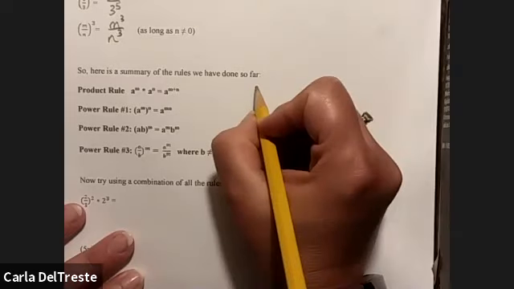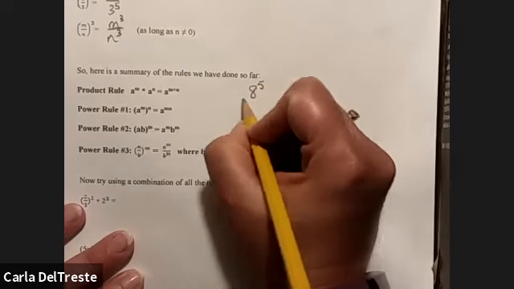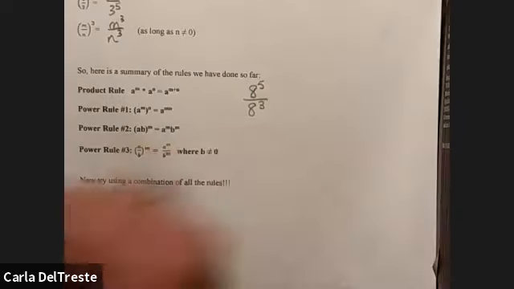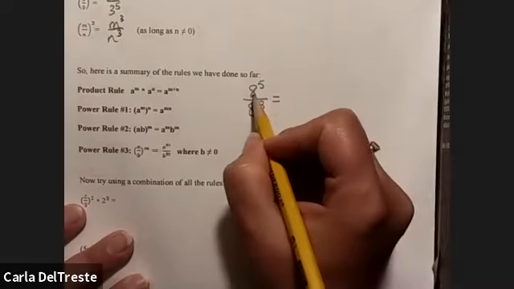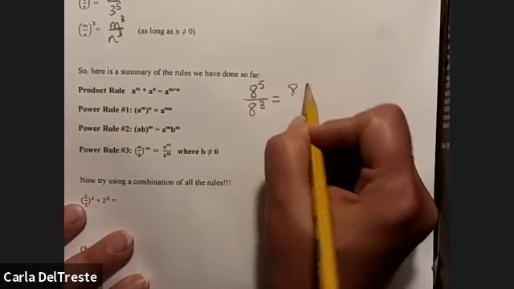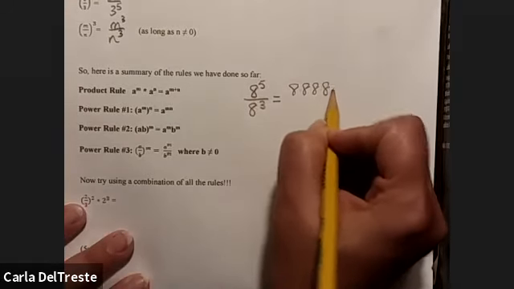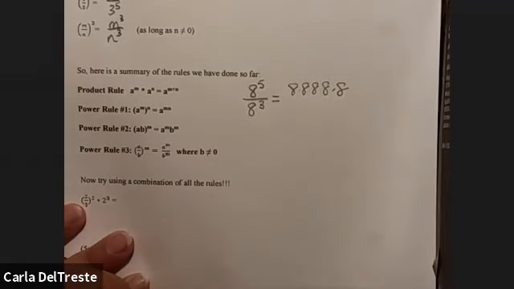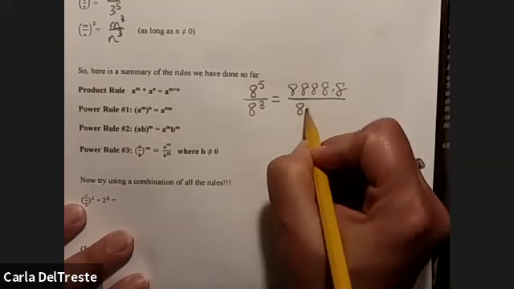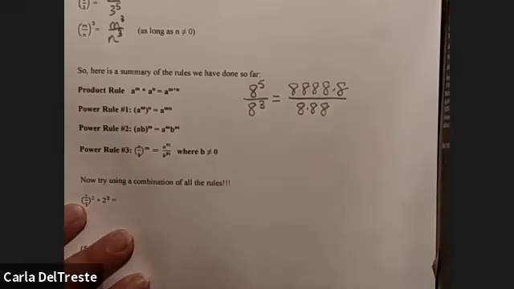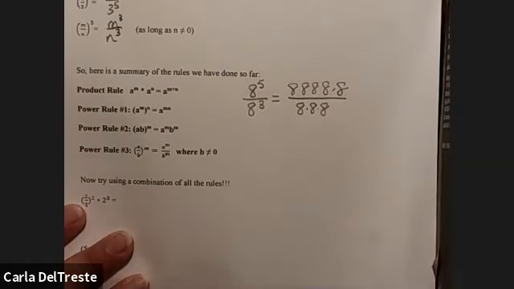So what if I had 8 to the 5th divided by 8 to the 3rd? What does this literally mean? This literally means that I have 8 times 8 times 8 times 8 times 8, 5 eights being multiplied. And this literally means that I have 8 times 8 times 8, 3 eights being multiplied.